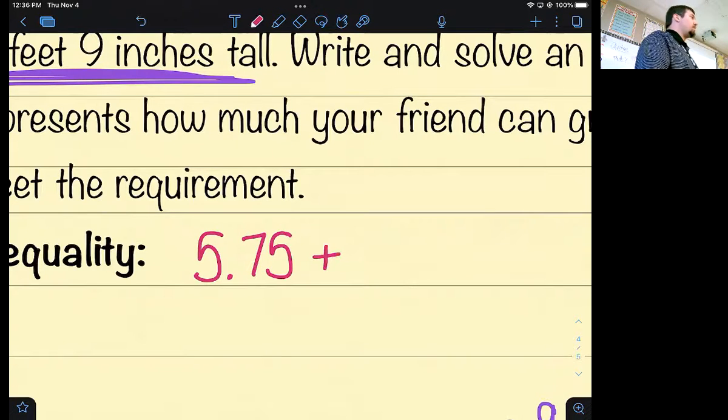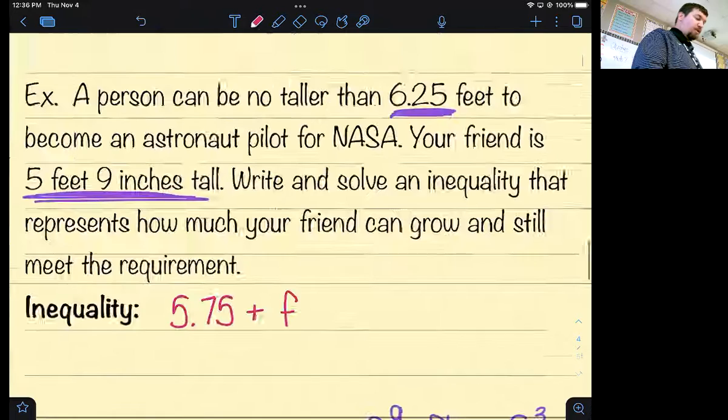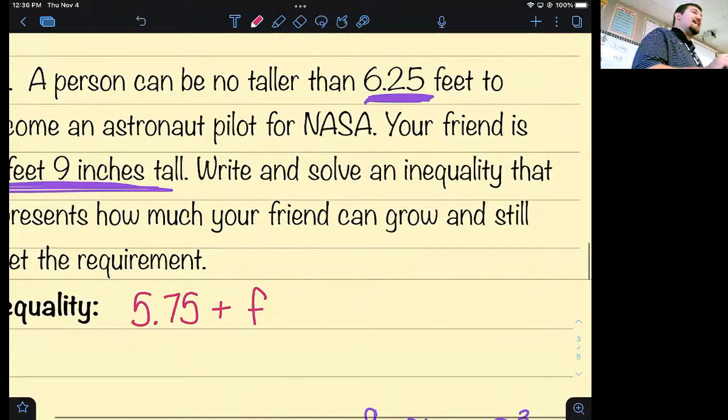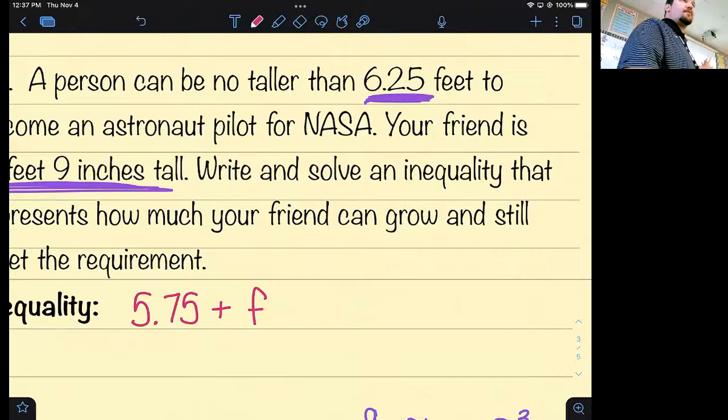Okay, but we're not to that point yet. We have to write the inequality down. So 5.75 plus the amount our friend's going to grow. That expression represents what their height can be. According to the NASA restrictions, they can't be any taller than 6.25. So can their height be greater than 6.25? Has to be less than. Can it be equal to? Yes, it can be equal to 6.25. And there we have the inequality.